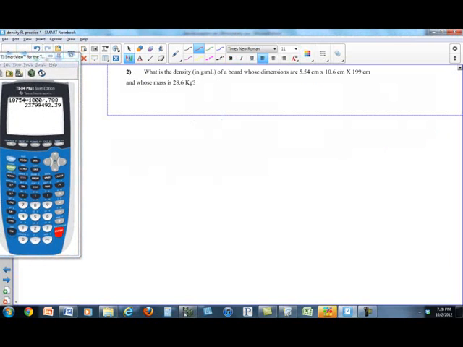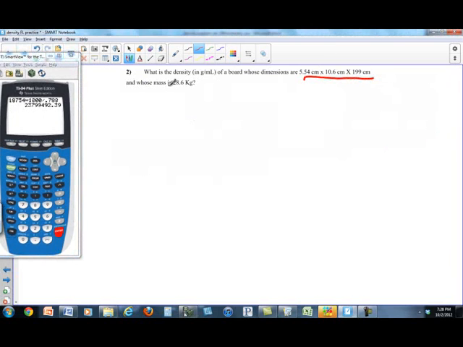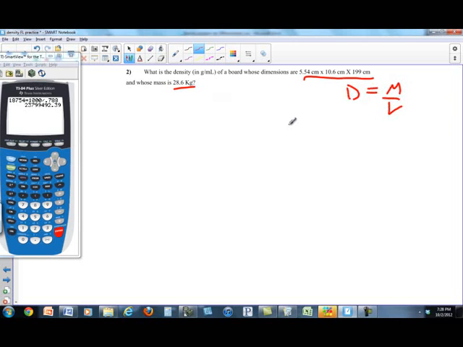Alright, what's the density of a board whose dimensions are these, and my mass is this? So I know density is mass over volume. And I want the units to be grams per milliliter. So I first got to convert this mass of 28.6 kilograms to grams. I know 1 kilogram is 1,000 grams. So this is going to give me 28,600 grams. Kilograms will cancel.